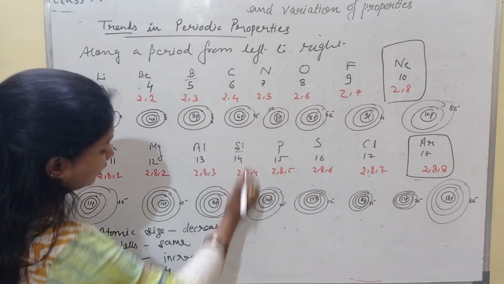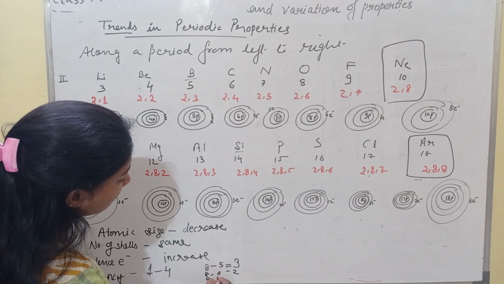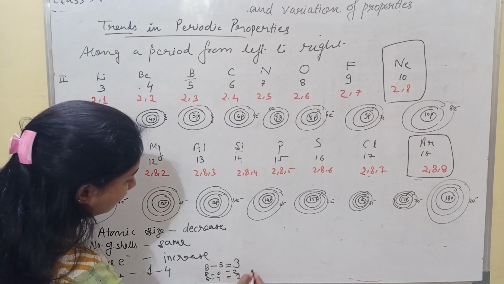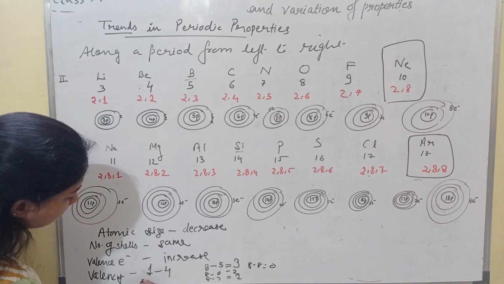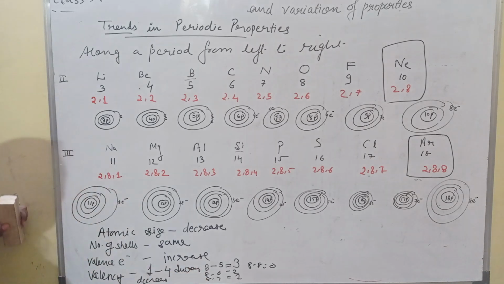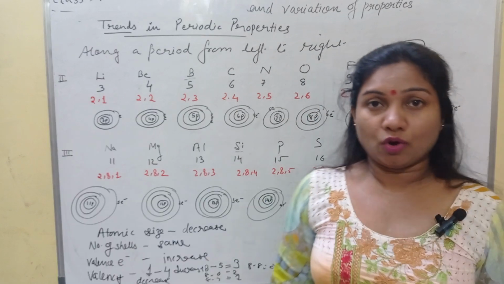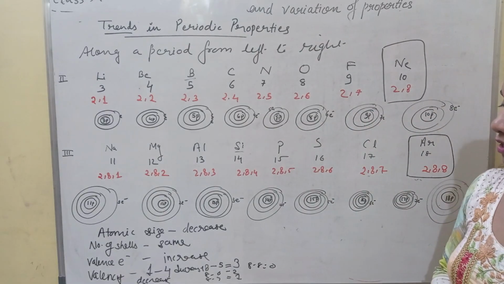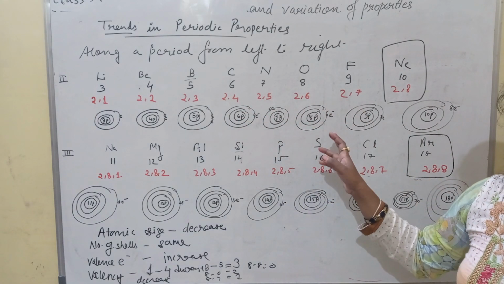So here it is 8 minus 5, 3, 8 minus 6, 2, 8 minus 7, 1, and the last is 8 minus 8 is 0. So after that, valency decreases. First increase up to 4 and then decrease. Clear? Valency is the number of electrons that participate in chemical combination, bond formation. So it will increase till 4 and then it will decrease.